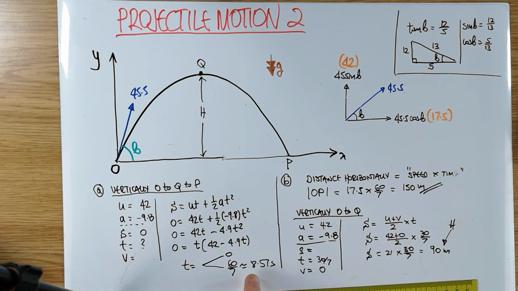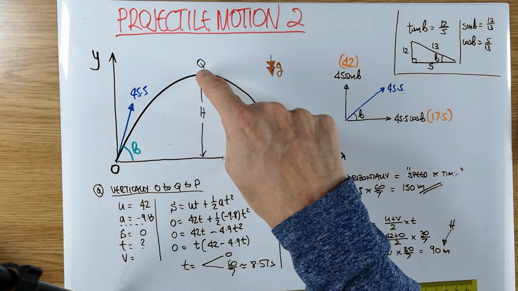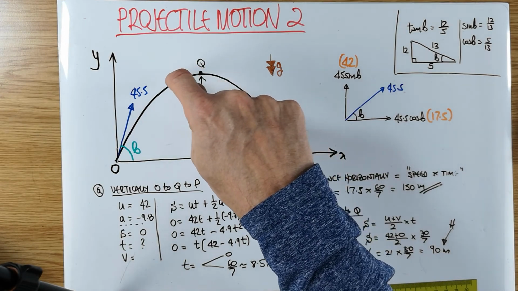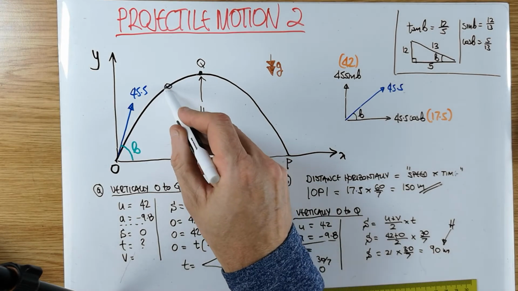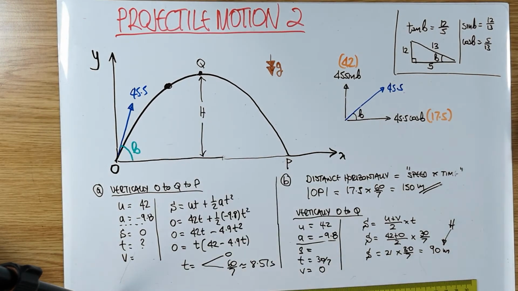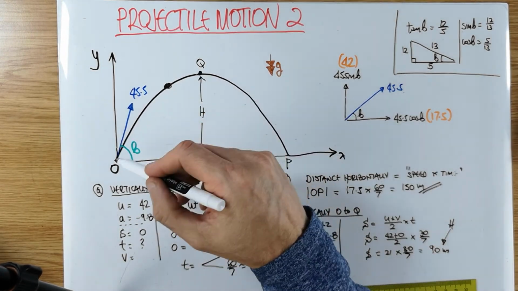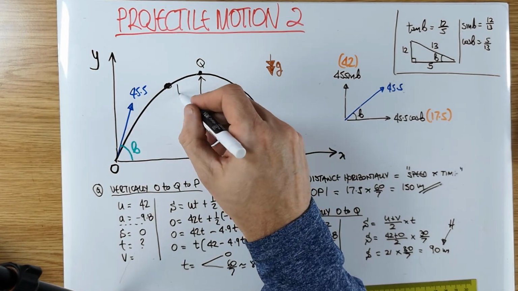Since the total flight time is 8.57, it will be just over 4 seconds to reach the maximum. So it's probably just before it hits the maximum. So it's somewhere here, let's say. Okay, so that's when the time is 4 seconds. Let's call this OPQ. Let's say this position R.